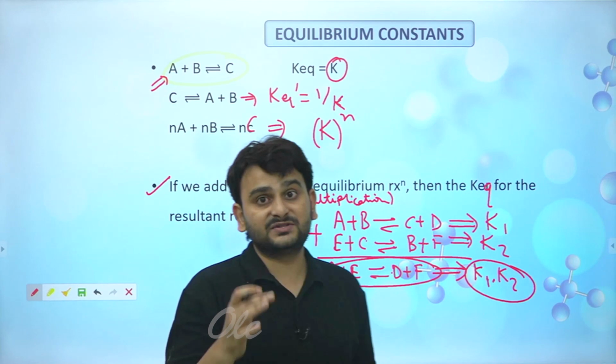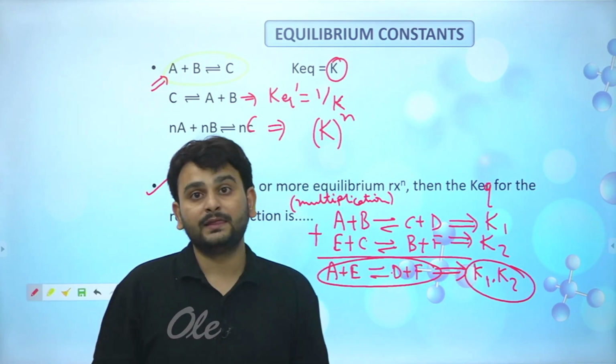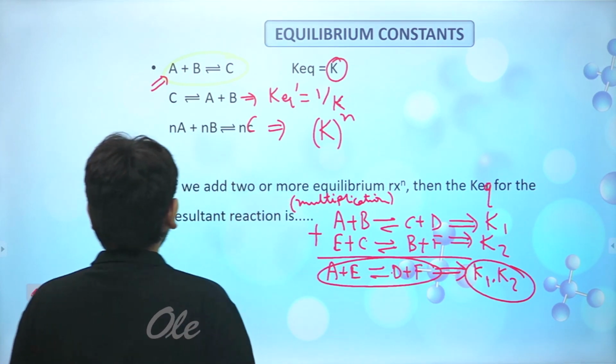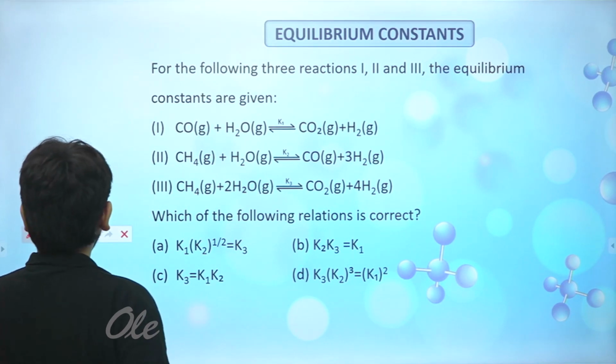So it will be k times k times k times k, n times, right? So k raised to the power n. I hope you've understood this, guys. I'll move on. All right, if you try and solve this question, what do you think will be the answer, guys?